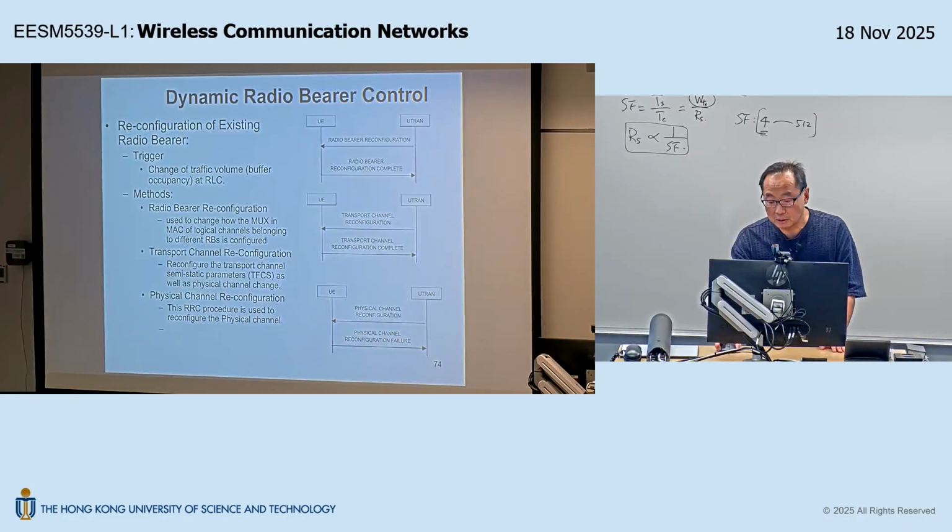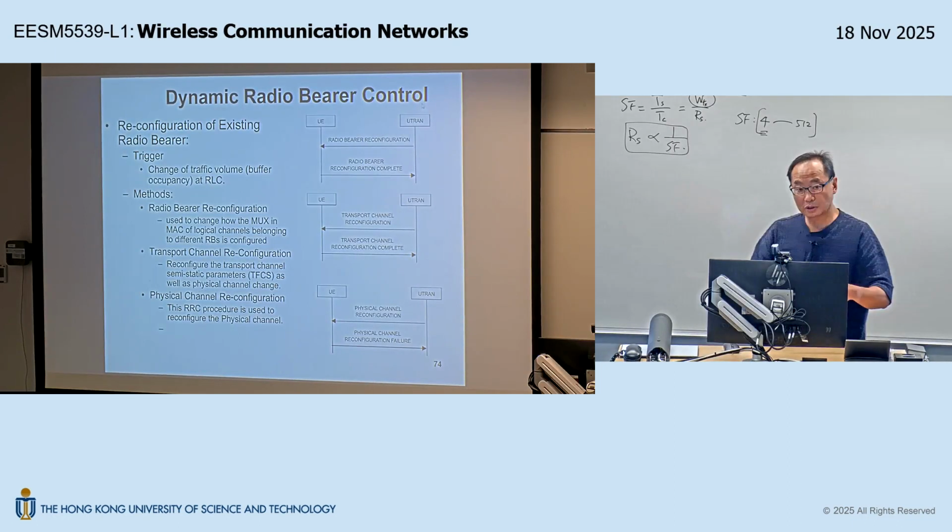The signaling mechanism is very similar in these 3 methods. They are all initiated by the serving RNC. Remember, this reconfiguration is triggered by the RRC layer of the serving RNC. It's network initiated. It's never UE initiated. Okay?